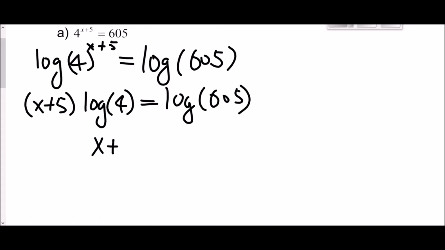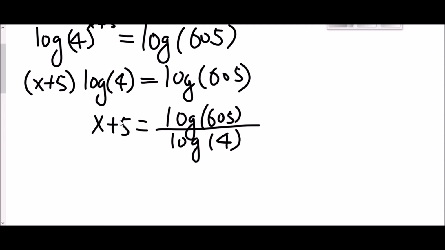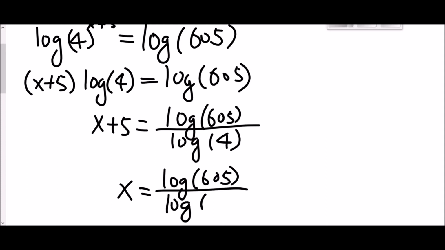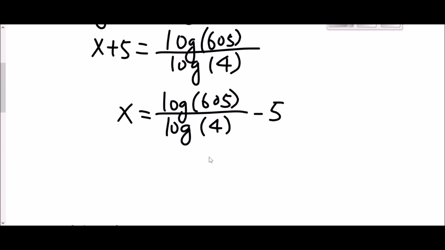So that means x plus 5 is equal to log of 605 divided by log 4. And then to get rid of 5 so that x can be by itself, minus 5 on each side, so that means x is log of 605 divided by log of 4, minus 5. And you can plug this into your calculator. I'll do this with you here because this is the first example.